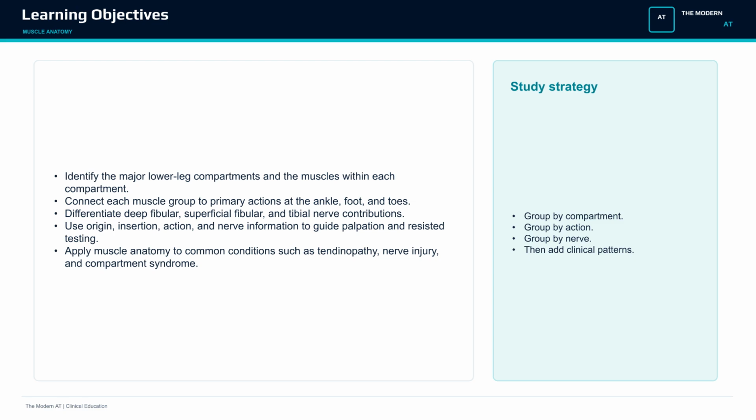Instead of only asking what a muscle does, ask what the athlete would struggle with if that muscle were weak, painful, or neurologically impaired. Study this region by grouping information first by compartment, then by action, then by nerve. Once that organization is clear, add clinical patterns such as tendinopathy, nerve injury, ankle instability, and compartment syndrome.